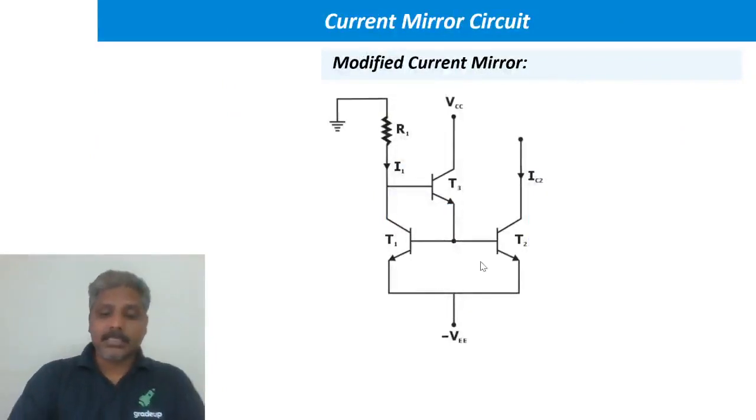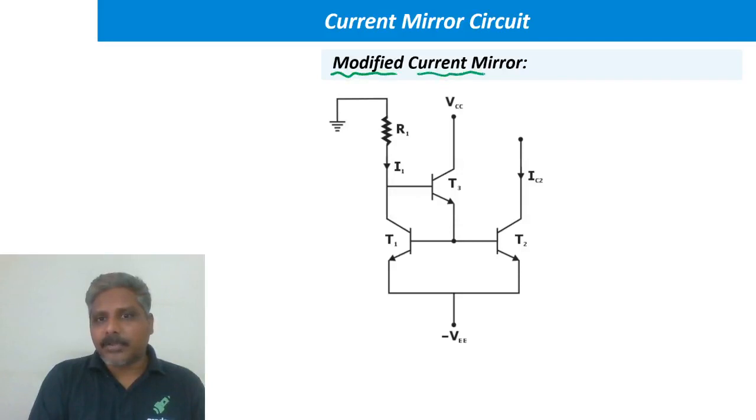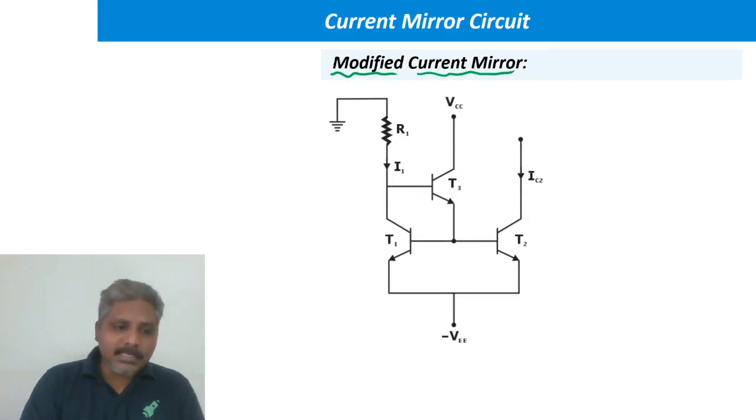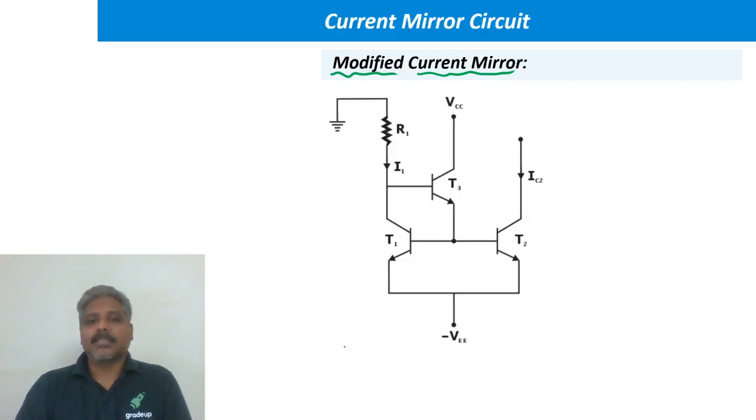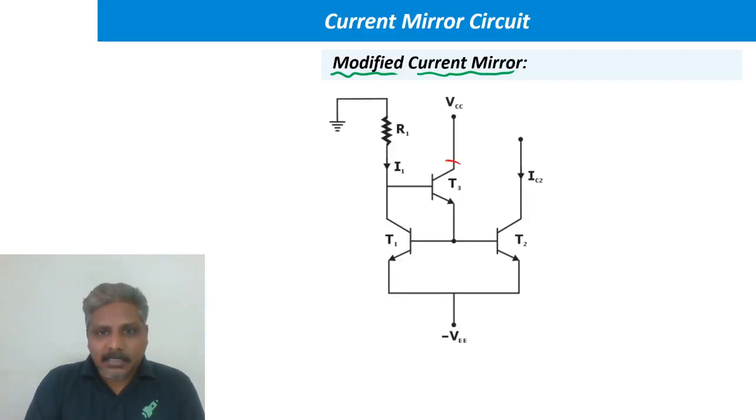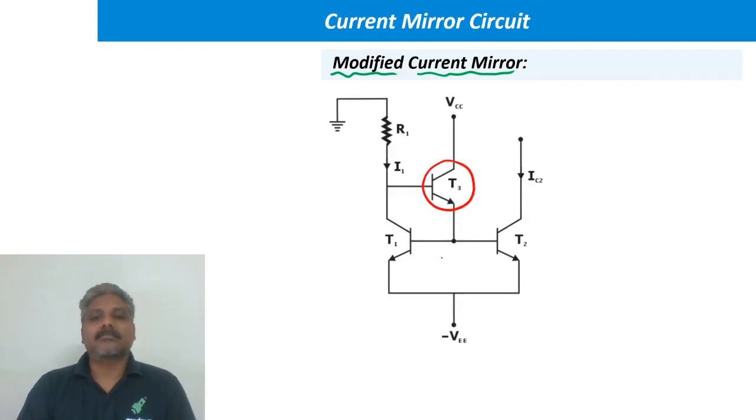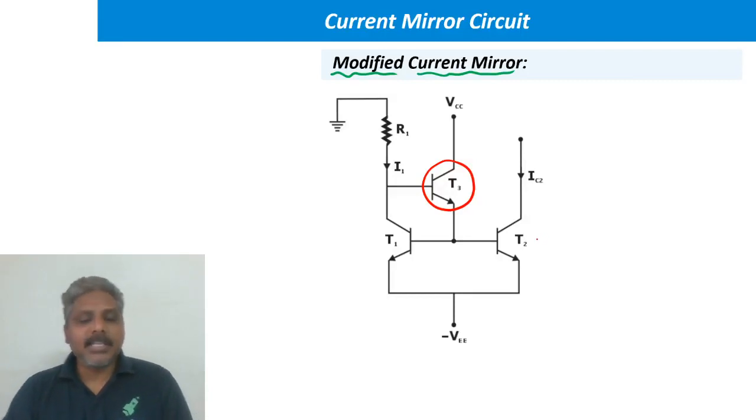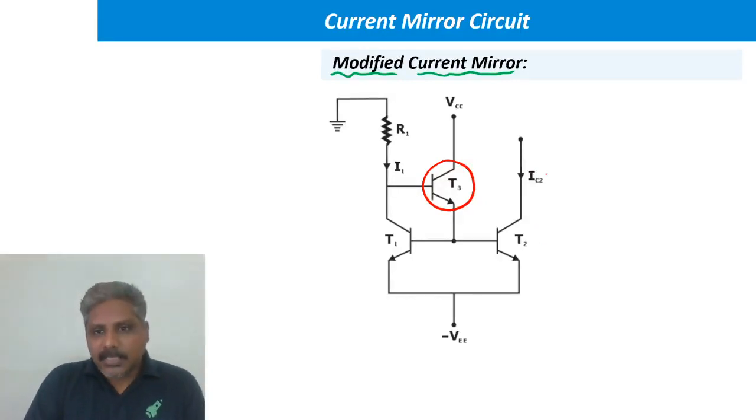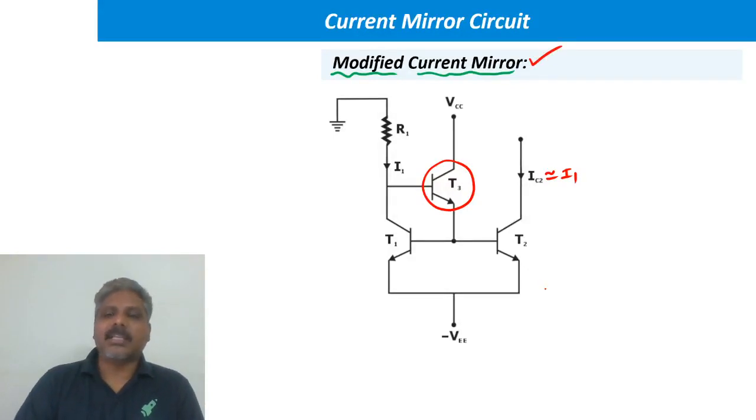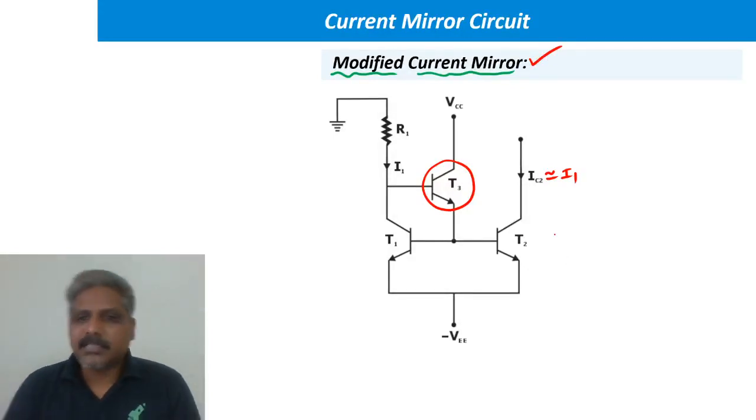Next current mirror. What is this called? Modified current mirror circuit. Why is it required? Because even for small beta we want better. Here, see, there is a third transistor used. Remaining everything is the same. So here this current is almost equal to again IC. That is what current mirroring is. How is it? Let's find it again.